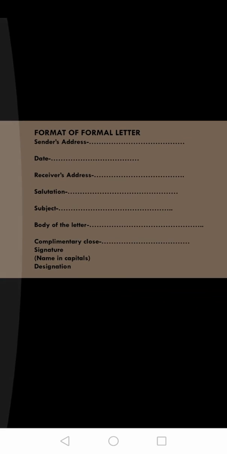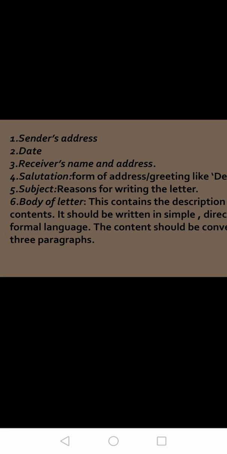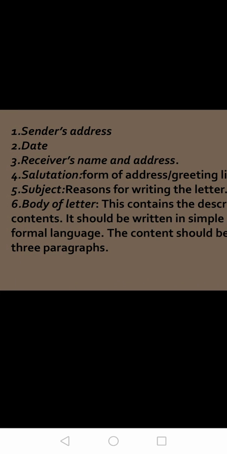Once again we will see the format: sender's address, date, receiver's address, salutation, subject, body of the letter, complimentary clause, your signature, name and designation. Now the sender's address, the address you will get in the question itself, and if you don't get it, you will write your own. Then the date: the full date you are going to write. Suppose today's date we are writing 2nd December 2020. The full date you are going to write, 2nd December, not 2nd 12, not 2nd DEC. Okay, full date you are going to write.